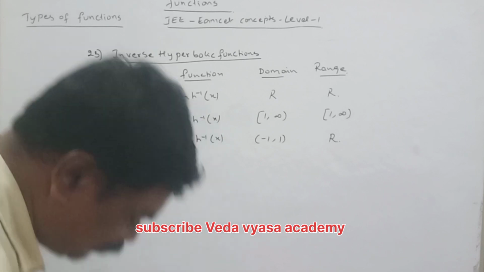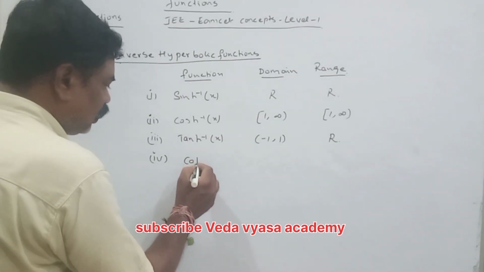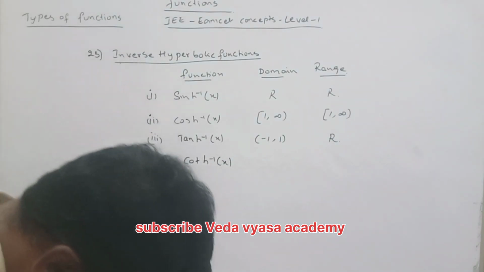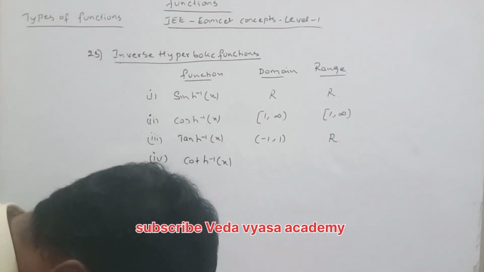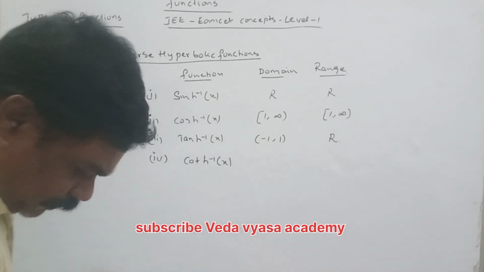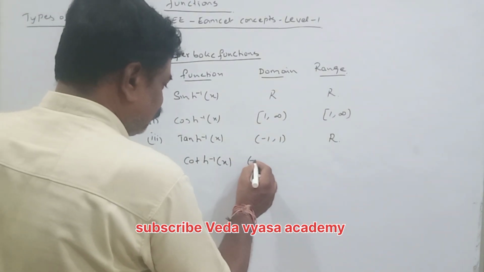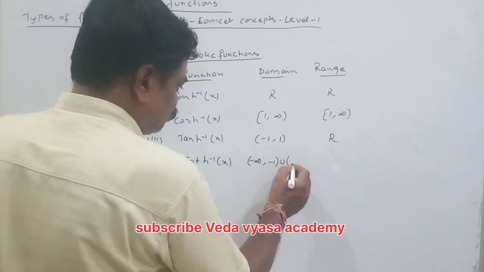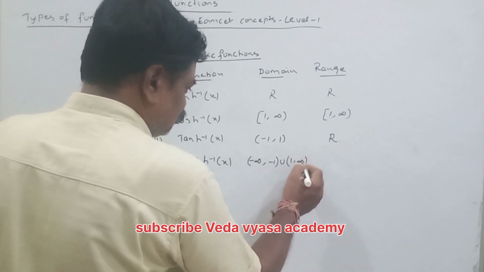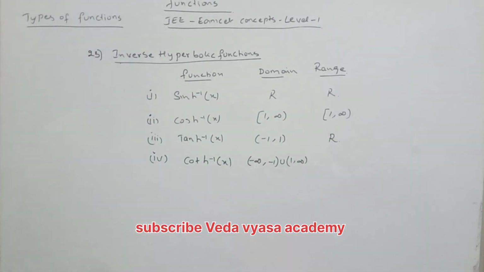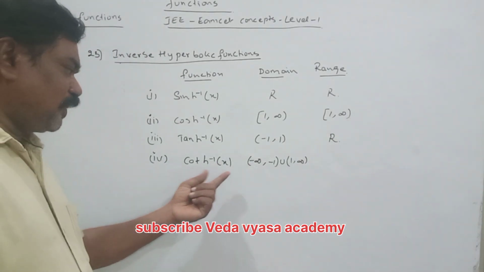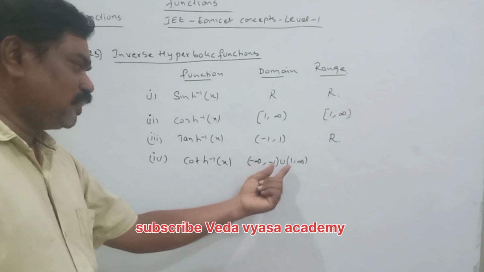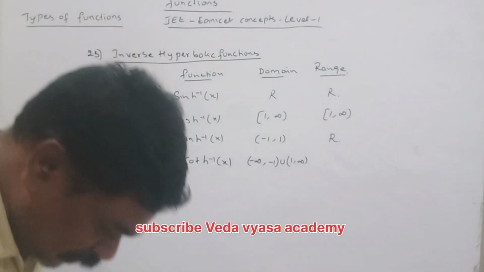coth inverse of x. Coth inverse of x, domain is open interval minus infinity to minus 1, union open interval 1 to infinity.